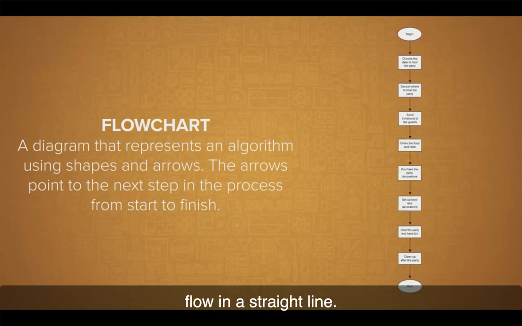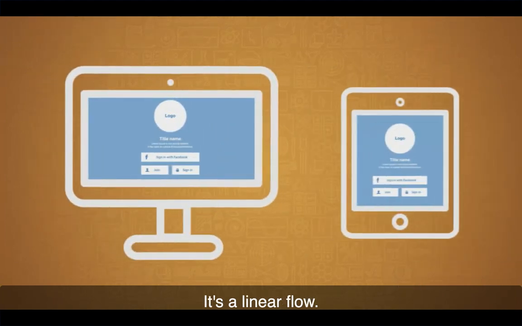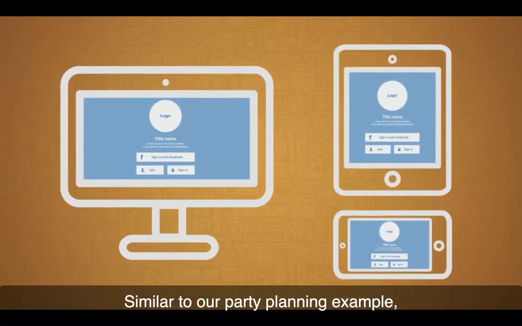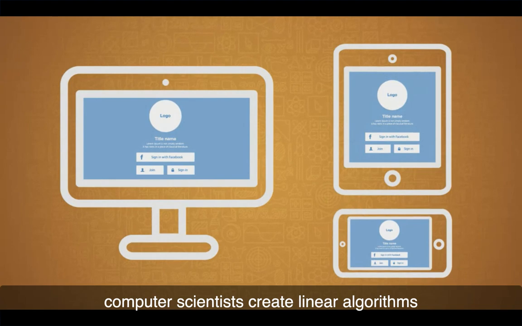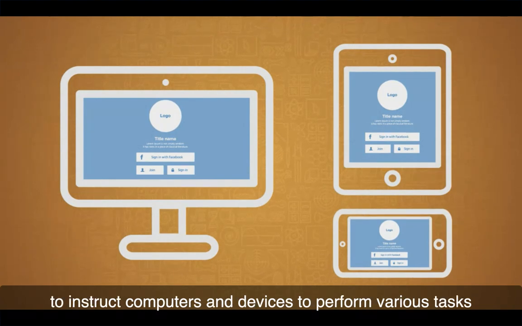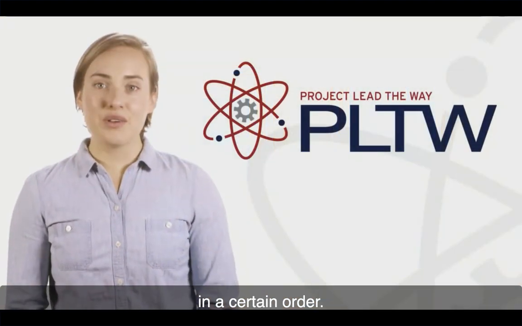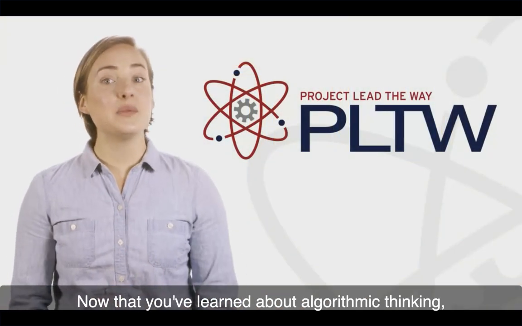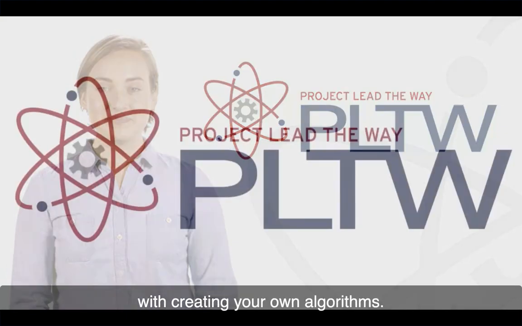It's a linear flow. Similar to our party planning example, computer scientists create linear algorithms to instruct computers and devices to perform various tasks in a certain order. Now that you've learned about algorithmic thinking, you're ready to get started with creating your own algorithms.